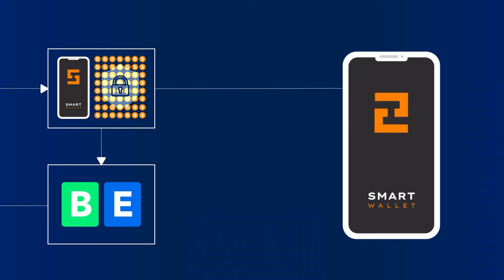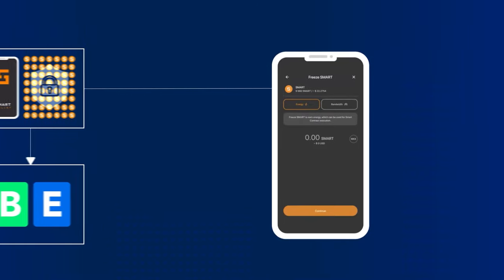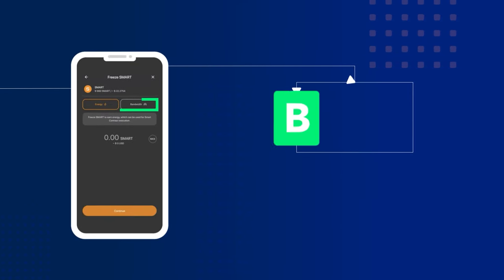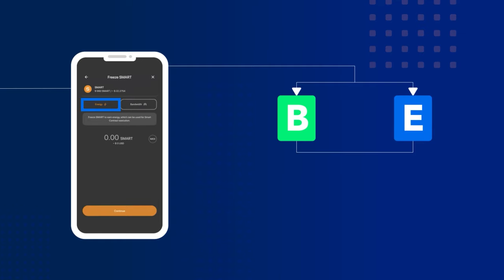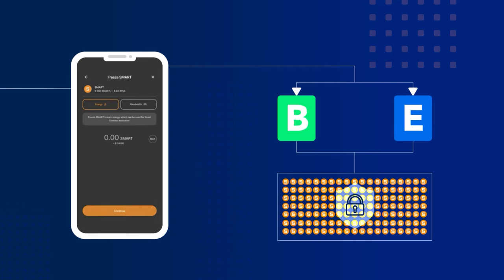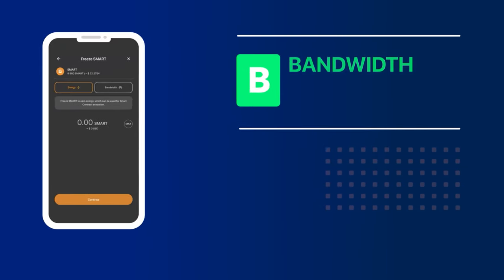As with all Ultima products, the staking interface is as simple and intuitive as possible. To start staking, follow these simple steps. Choose whether you want to receive bandwidth or energy. Then freeze your smart coins. Let's figure out why both types of resources are used in our blockchain.